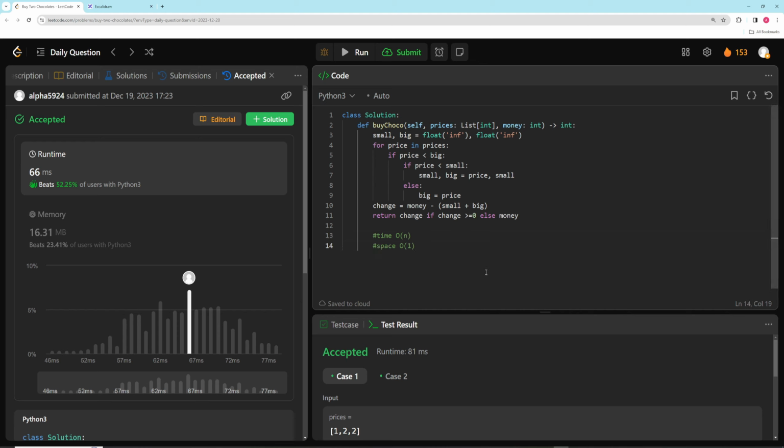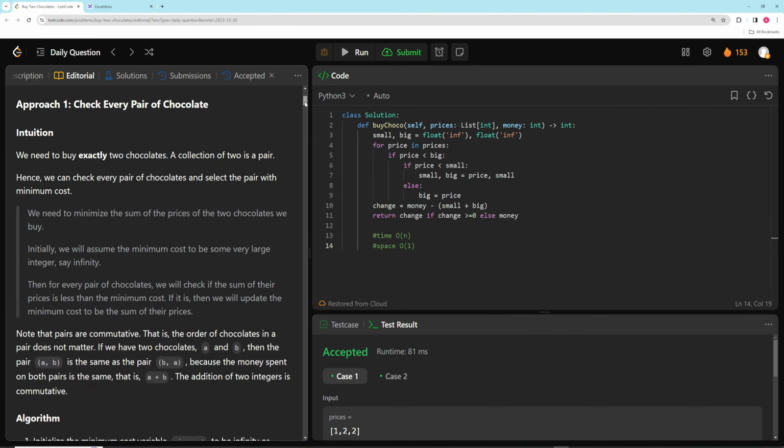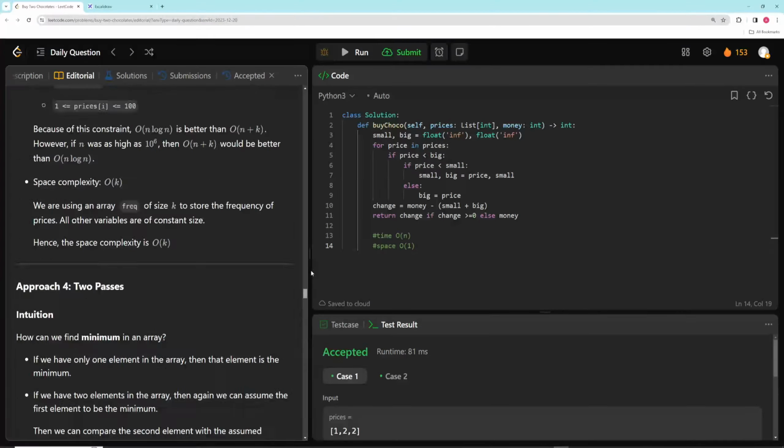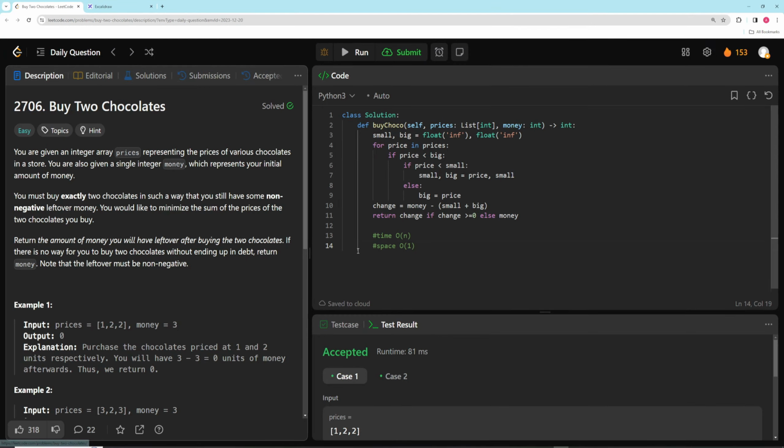I will point out that someone literally wrote a 10-page editorial on how to do this, which is kind of funny. They wrote a 10-page editorial on basically how to do 2 plus 2. So props to whoever did that. I thought that was kind of hilarious.